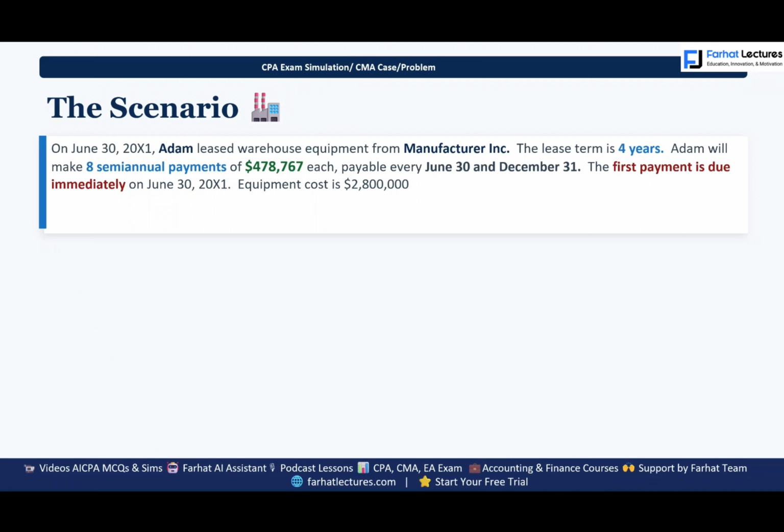So here's the scenario. On June 30th, X1, Adam leased the warehouse equipment from manufacturer Inc. So Adam needed this equipment. The lease term is 4 years. Adam will make 8 semi-annual payments of $478,767 each, payable June 30th and December 31st. So this is important. This is not an annual payment. This is a semi-annual payment. Therefore, we have 8 payments.